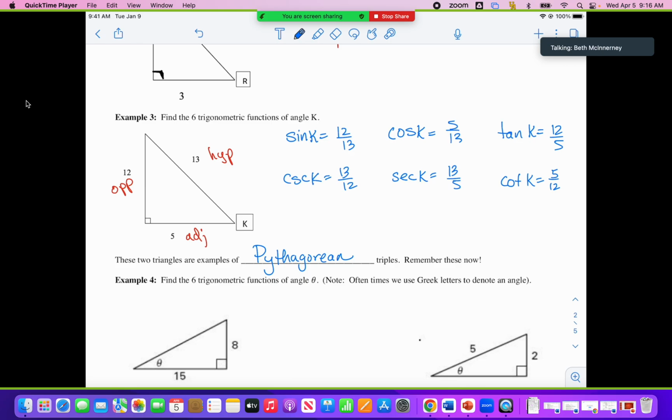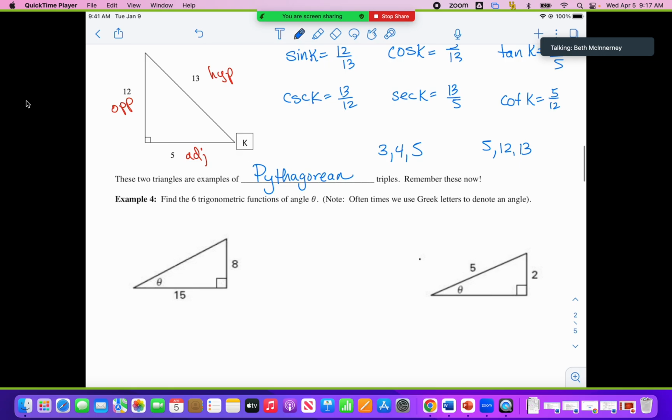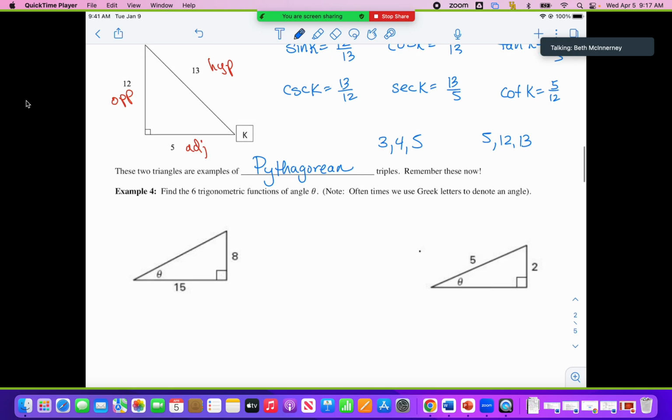These 2 triangles are examples of what you learned, Pythagorean triples. So a 3, 4, 5 and a 5, 12, 13. These are very, very common integer values from a squared plus b squared equals c squared. In example 4, I'm going to take you up a level. You did this in geometry. What if I am missing one of my 3 sides?